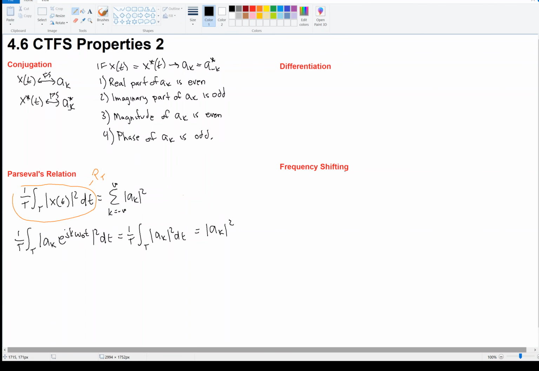Okay, moving along, we've got the differentiation property. And again, suppose that x of t has Fourier series coefficients ak.